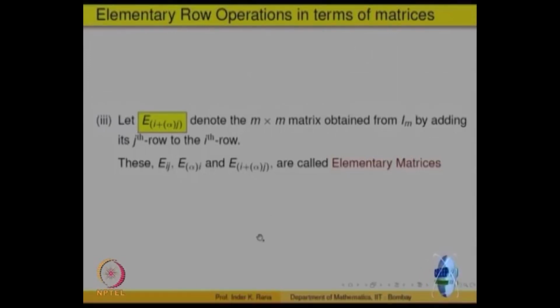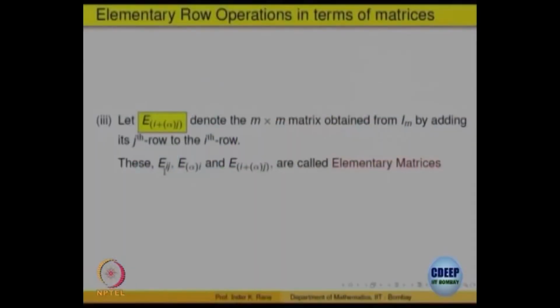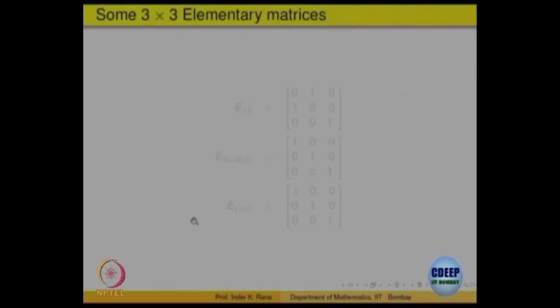Why are they important? Because if I want to change the ith row to the jth row in a matrix A, it is obtained by pre-multiplying the matrix A by the corresponding elementary matrix. Suppose you have a matrix A which is M cross N, and you want to interchange its ith row with the jth row. Take the corresponding M cross M matrix Eij, pre-multiply A with this, and the resulting thing would be interchanging the ith row of A with the jth row. One can write down the proofs of this.